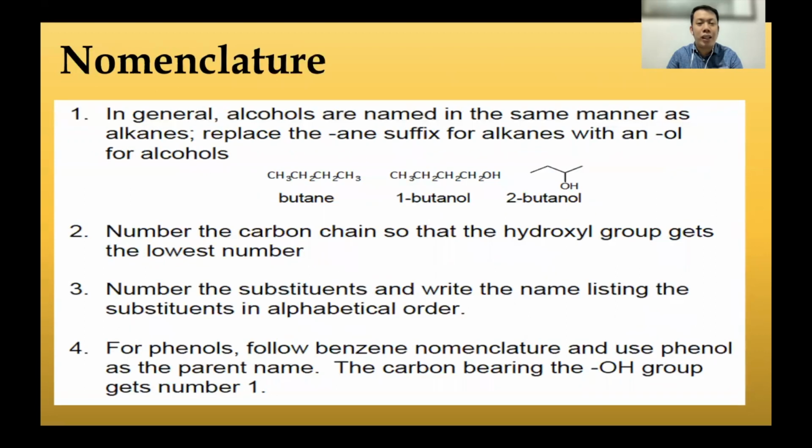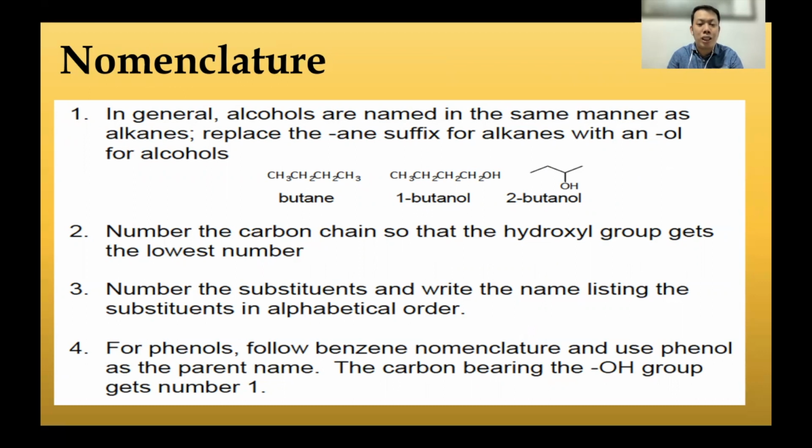So what is the nomenclature for alcohol? Again, the same process. But this time I am looking into two examples, one in skeletal formula, and the other one in condensed formula. In general, alcohols are named in the same manner as alkanes. Replace the e with ol. So it will become butanol, ethanol, and so on.